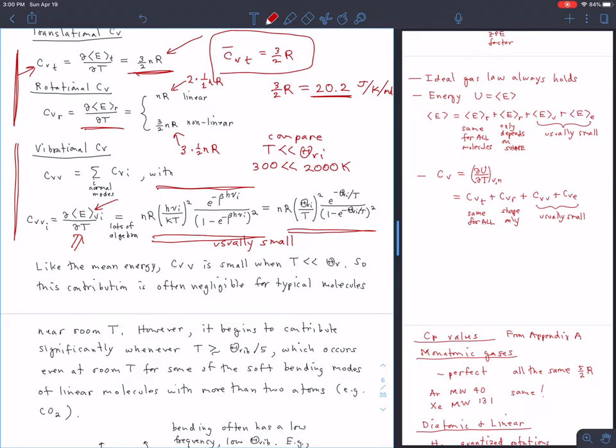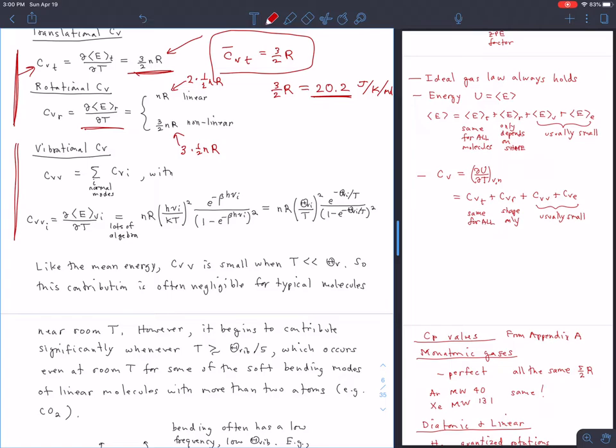If, on the other hand, T starts to approach the vibrational temperature, or if the vibrational temperature is small itself, for example, for I2, the vibrational temperature is 308 K, so it's almost the same as room temperature, then in that case you will get considerable contributions. So by looking at the vibrational temperatures, you can tell whether or not both the internal energy and the heat capacity will have serious contributions from vibrations. Usually the vibrational temperatures are much higher than room temperature, so at room temperature at least, the vibrational contributions to the heat capacity are small.